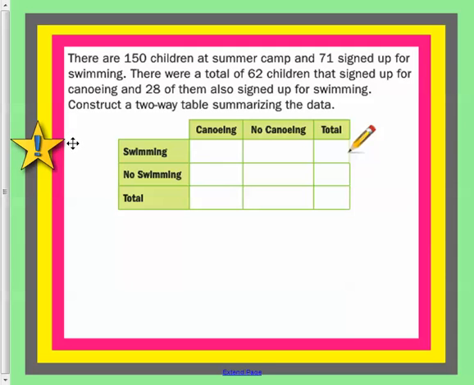Okay, let's try this one. There are 150 children at summer camp and 71 are signed up for swimming. Okay, so think about that. 71 total are signed up for swimming out of 150 children.